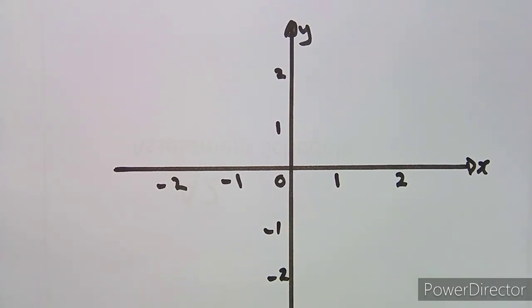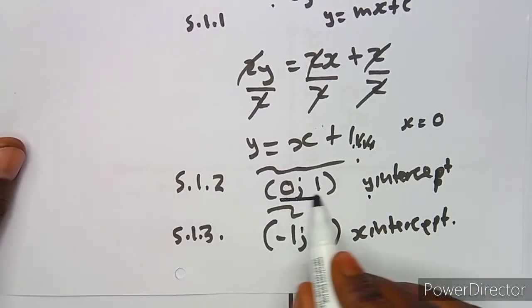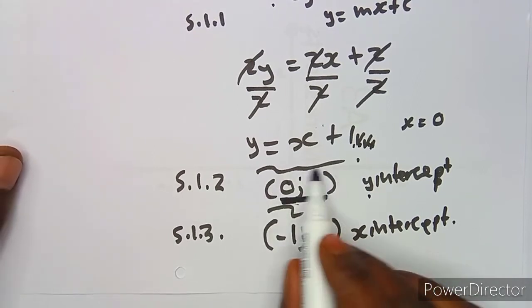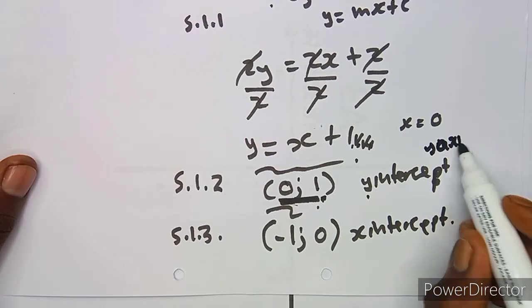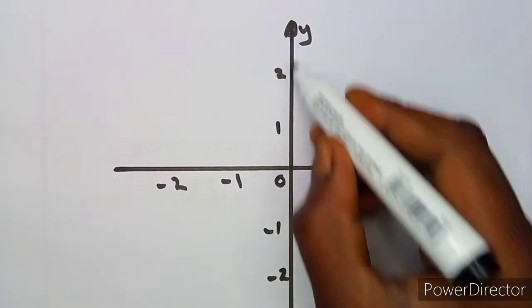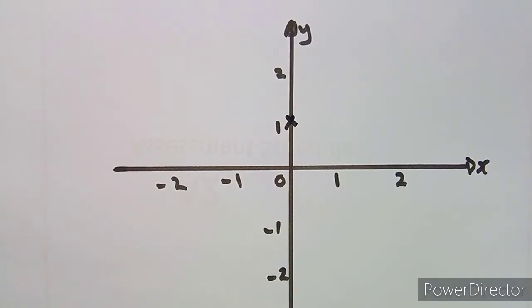Okay, so on this one, you're just going to mark this point because you've got the y-intercept, which is at what? At 0, 1, the y-intercept. So the y-intercept, it's a point which lies on the y-axis where y is equal to 1. So in the y-axis, this is your y-axis here, where y is equal to 1 is this point. You mark that point in your graph.